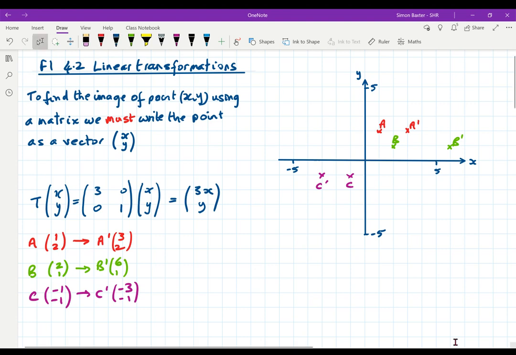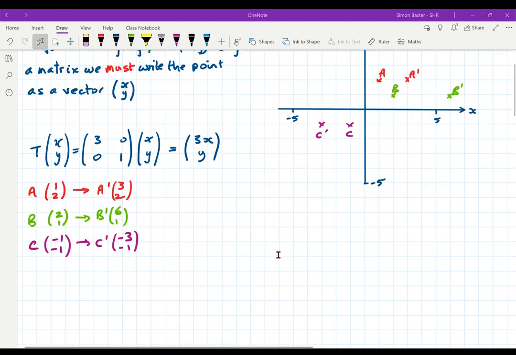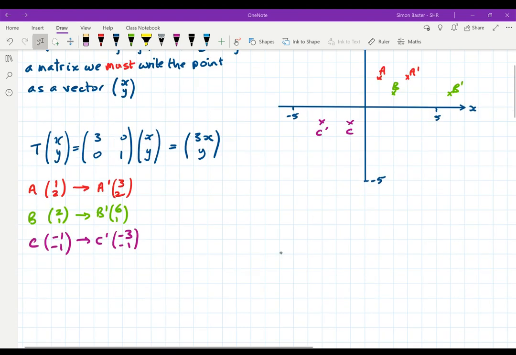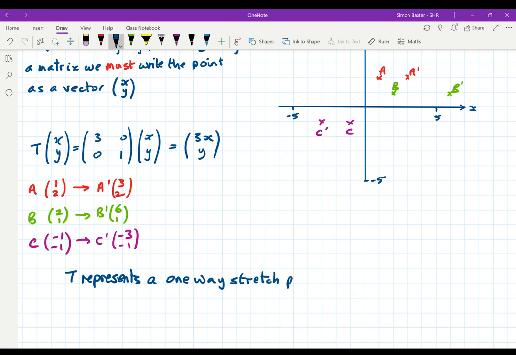What we should be able to see on this, if we look at the diagram, is that A has been stretched from the y-axis by a factor of 3, B has been stretched by a factor of 3, C has been stretched by a factor of 3, and so in this case, we would say that T represents a one-way stretch parallel to the x-axis of factor 3.